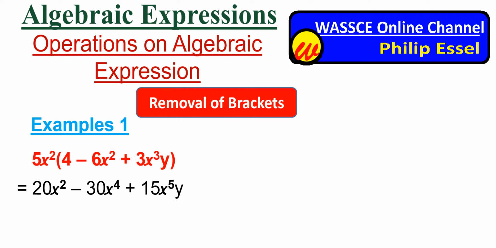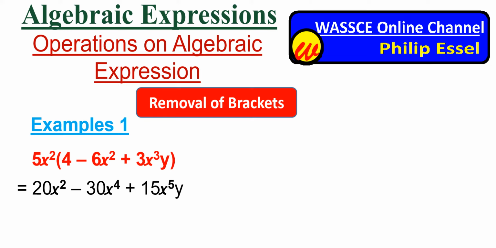Again, the 5x squared would multiply the negative 6x squared, and here what would happen is that 5 would multiply the negative 6, that will give us negative 30. Then the x squared would multiply the x squared, that will give us x exponent 4. We added the two 2's, that's how come we got 4.